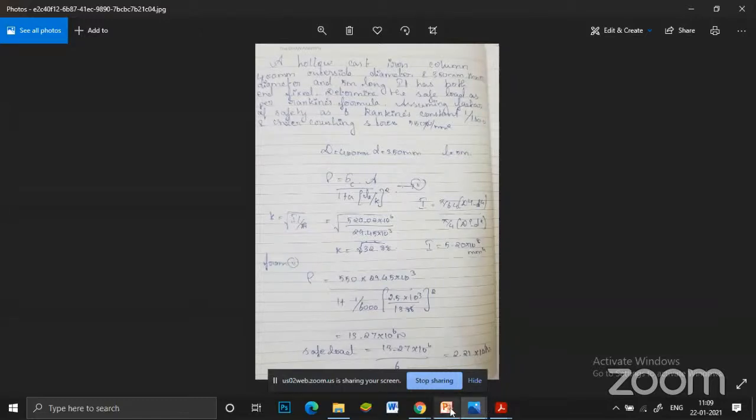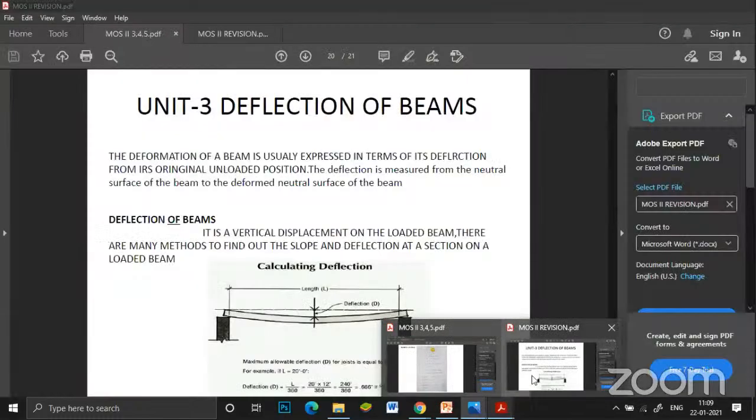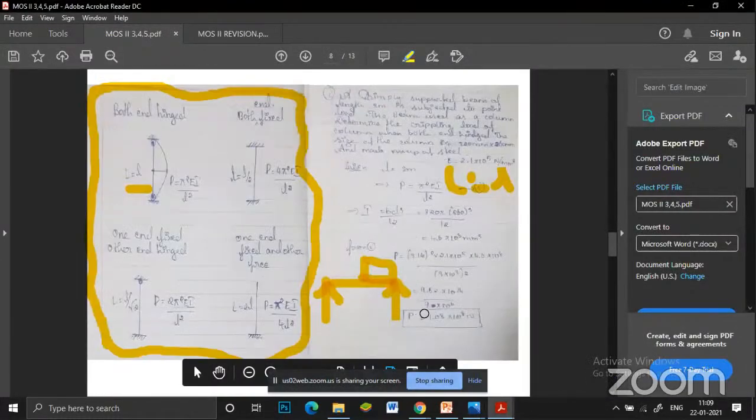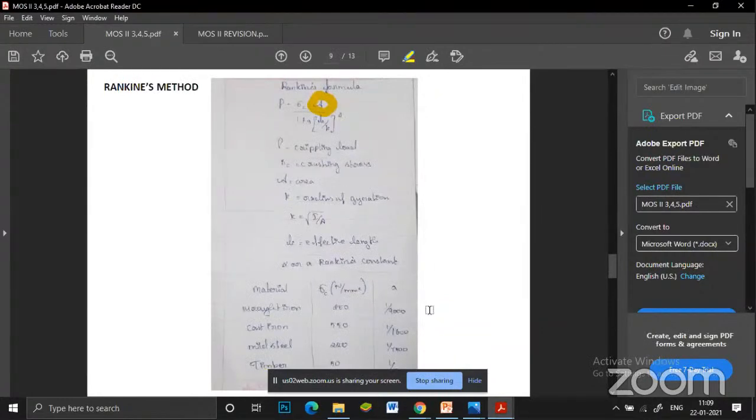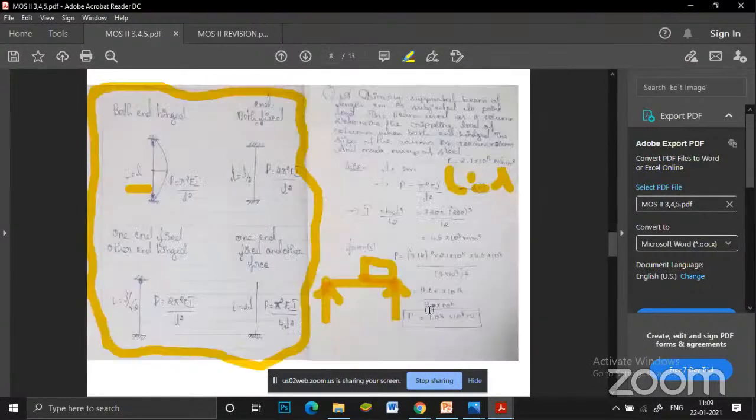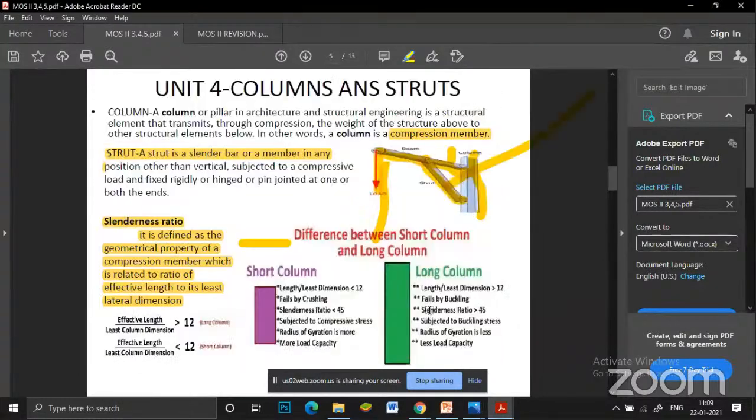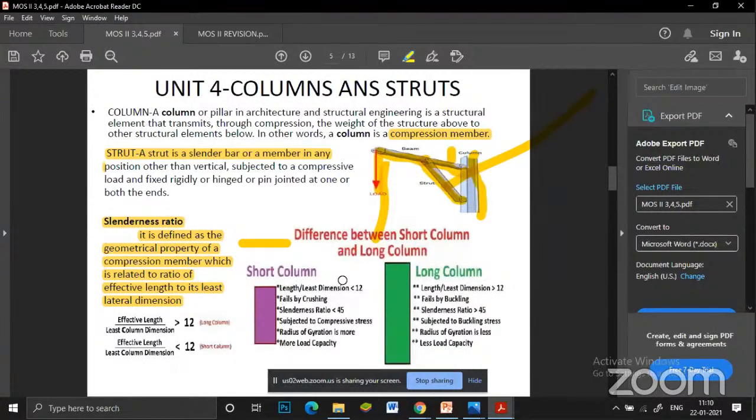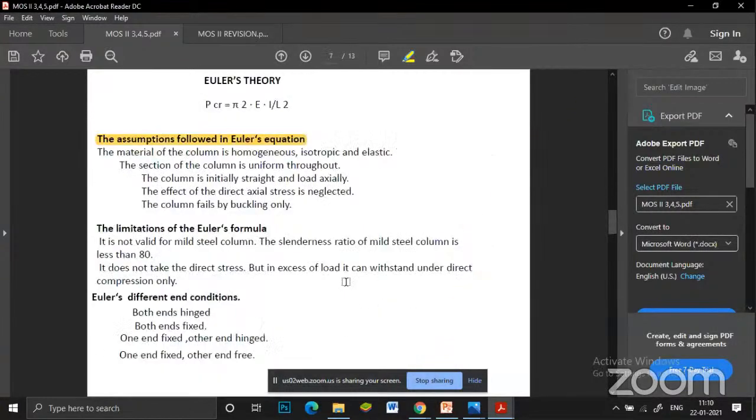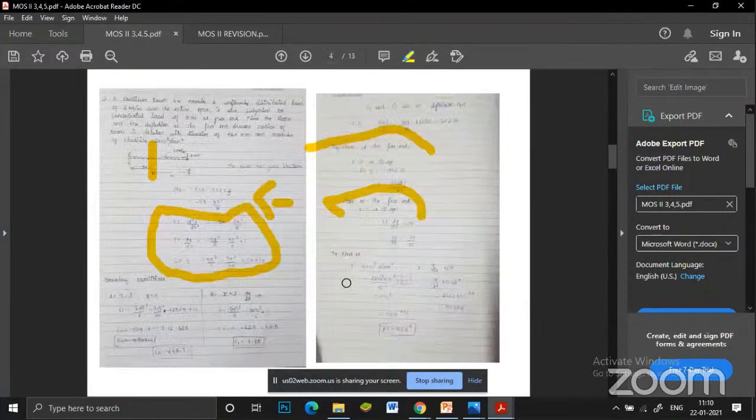Don't forget, guys. We have only two types of columns, not more than that: short column and long column. In which case do you use which formula? Only for a long column do you have the end conditions. In case of failure, there is buckling or crippling. In case of a short column, it is the crushing method. For a short column, I have to use this method; for a long column, I have to use buckling. Keep in mind the giant wheel for the radius of gyration. And with the help of the slenderness ratio, you will find the long column and short column. Okay, am I clear? We have finished almost 4 units.